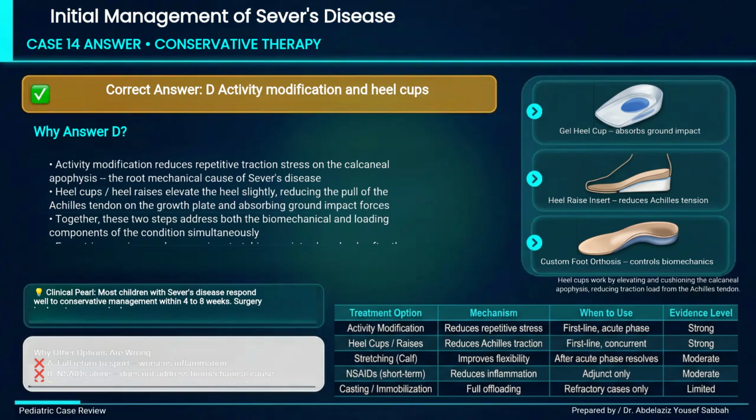Eccentric exercises and aggressive stretching are introduced only after the acute phase, not as first-line therapy. Most children with Sever's disease respond well to conservative management within 4 to 8 weeks. Surgery is almost never required.